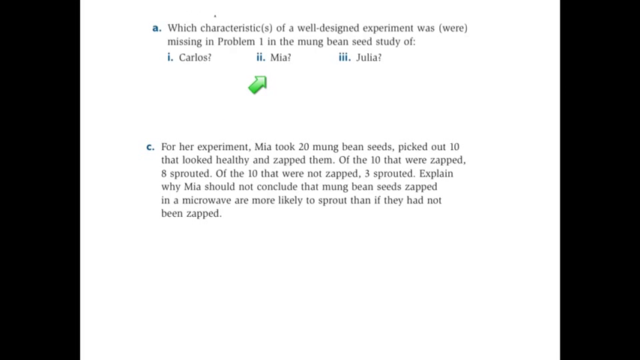Mia, on the other hand, took 20 mung bean seeds and picked out 10 and left 10. So she had 10 seeds, or half of them, in the control group. The problem was that she didn't randomly assign them. She looked at just the healthy beans and zapped them. Instead of randomly assigning them, she just picked the ones that she wanted. There's no way to tell if the treatment had an effect or if it was because she picked the healthier-looking beans.